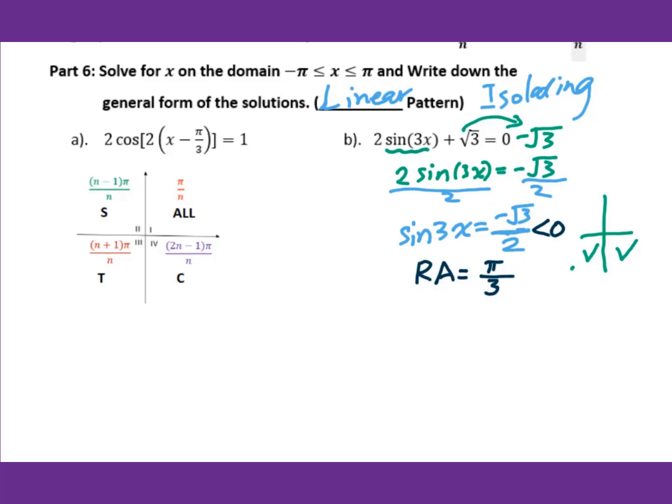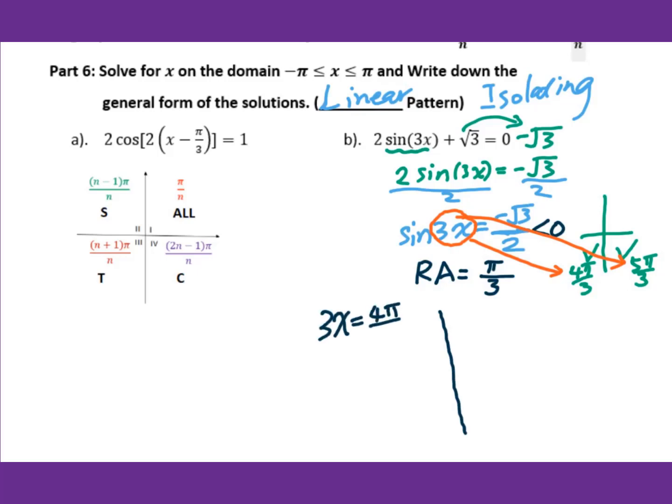For third quadrant, we got the 4 pi over 3. Fourth quadrant, we got the 5 pi over 3. So we write down 3x equals these two angles. We got 3x equals 4 pi over 3, and 3x equals 5 pi over 3.